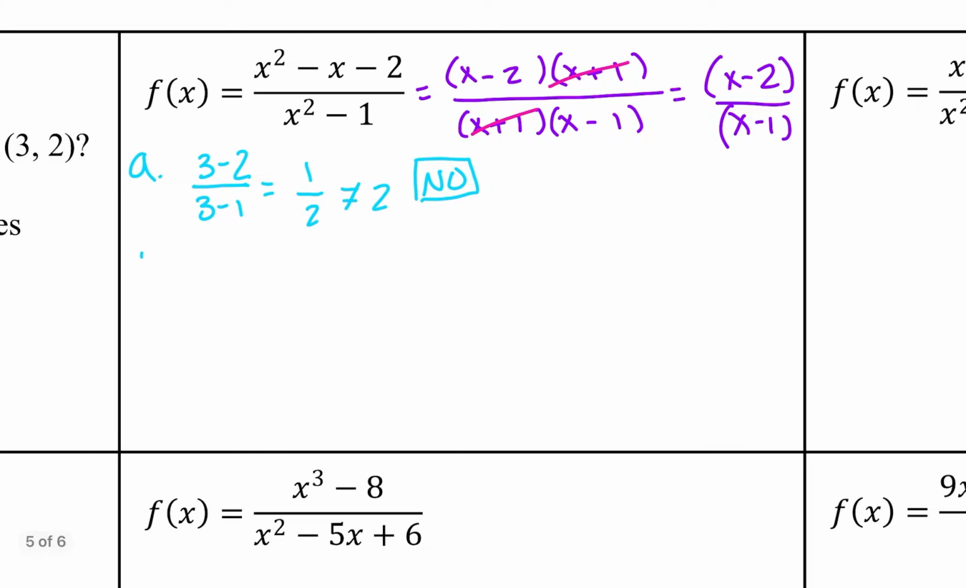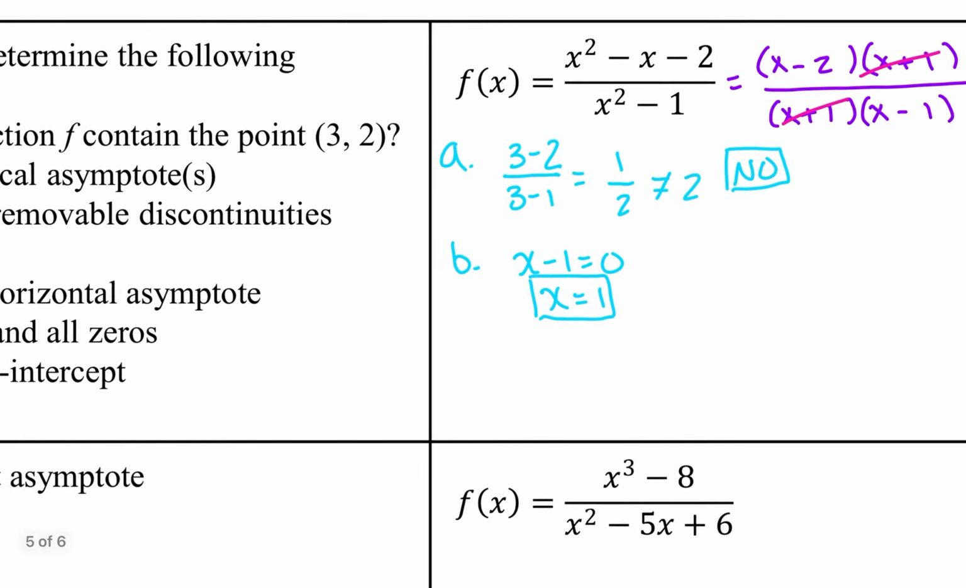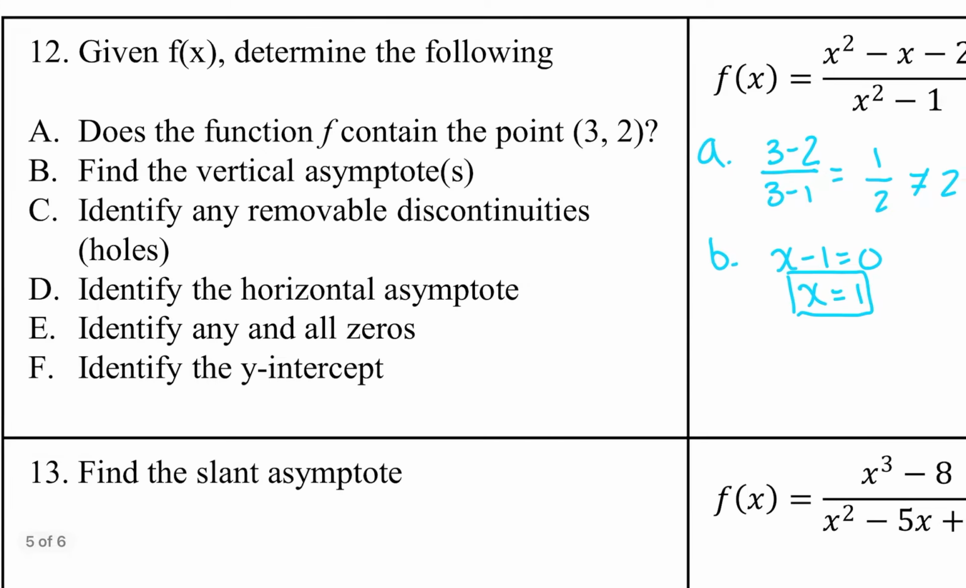B says find the vertical asymptotes. Remember, that is done using the simplified version. And all we're doing is just looking at the denominator here and seeing what would make that equal to 0. So in this case, I have x minus 1 equals 0. Work that out, we get x equals positive 1. So that is my vertical asymptote at positive 1.